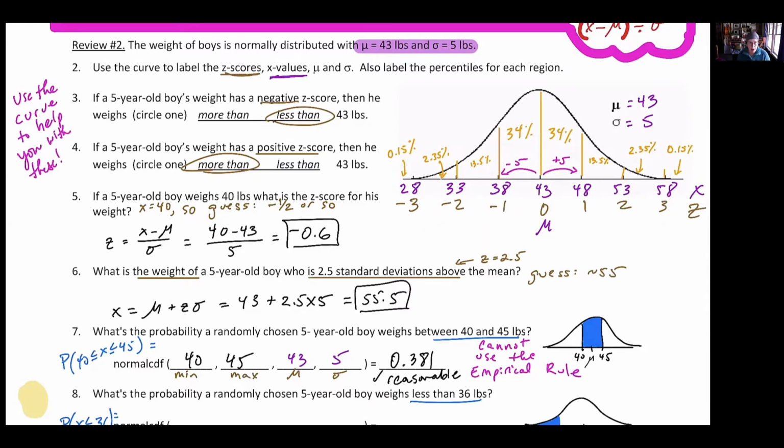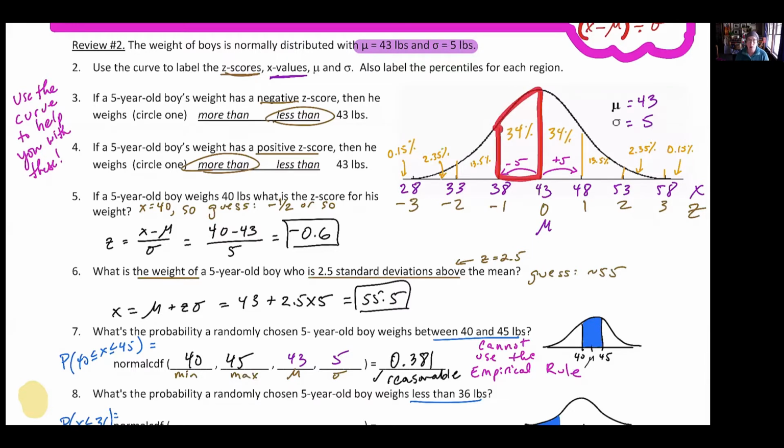For this one, we can do it one of 2 ways. If the values we're trying to find, the probability between 40 and 45, land on one of these values here, I can just use the empirical rule and use these probabilities. I can also use my calculator. Remember, the calculator gives us an exact answer, while the empirical rule gives approximations. So this area here isn't exactly 34%.